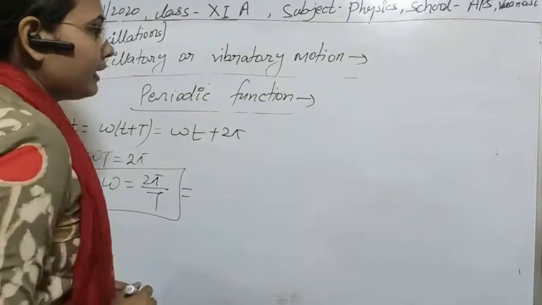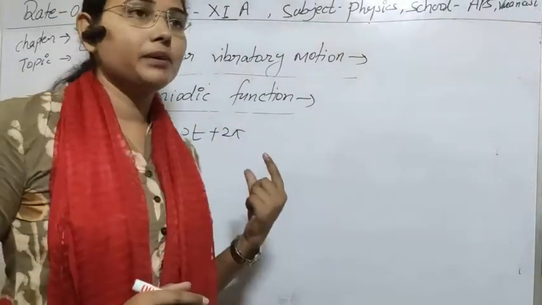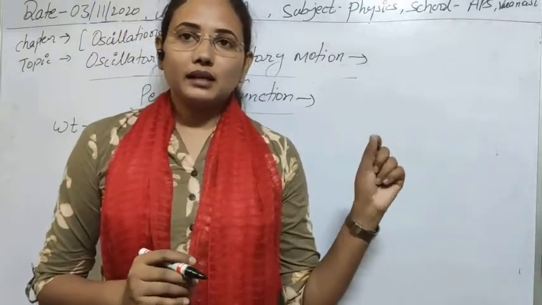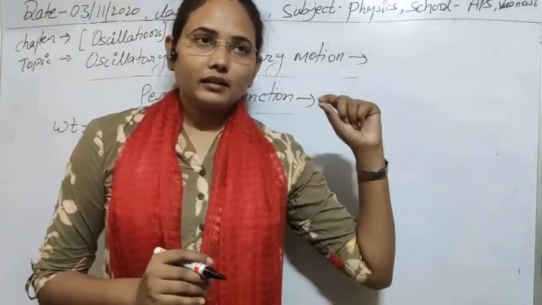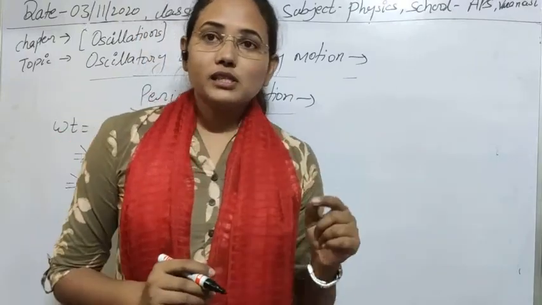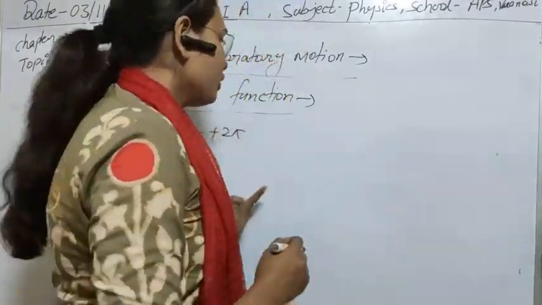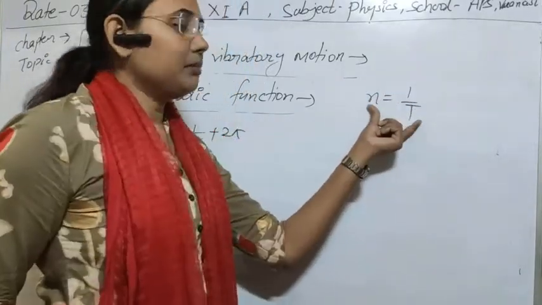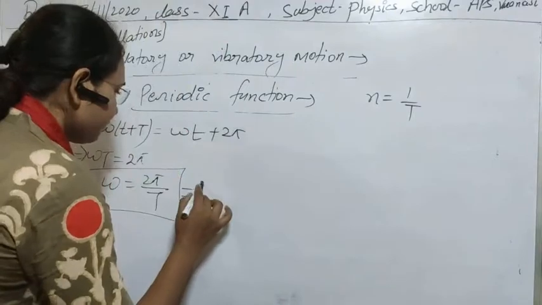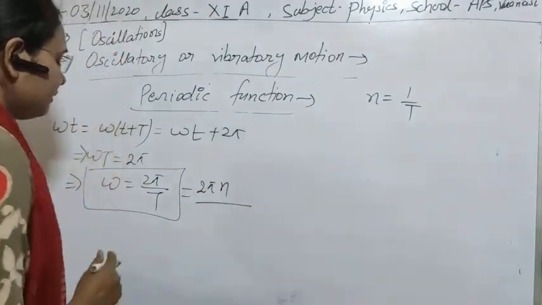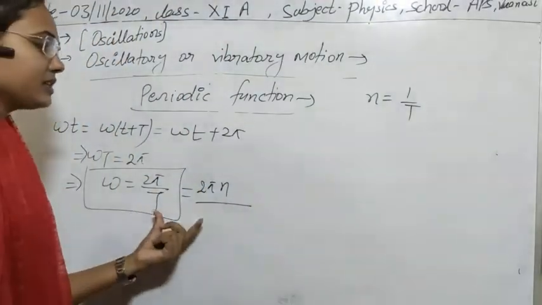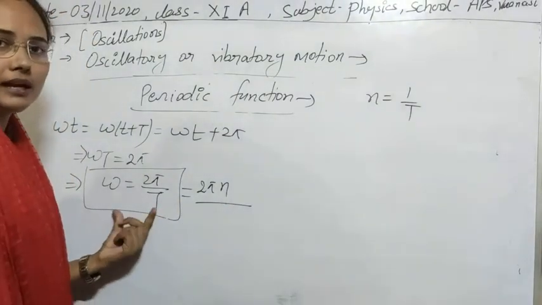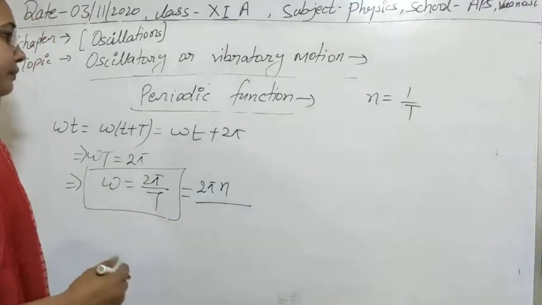And also you know the relationship between frequency and time period: the time period is the time taken in one oscillation, and the frequency is the number of oscillations performed in 1 second. So you can say that both are reciprocal to each other, meaning n can be represented by 1 by T. So in place of this we can write 2πn. This is the form of angular frequency that can be represented in terms of frequency and in terms of time period, as shown in this figure.